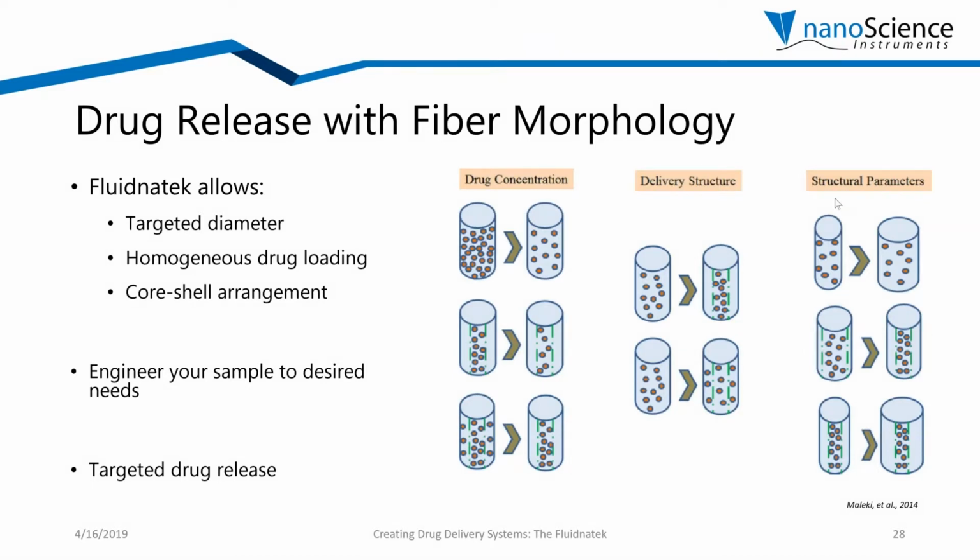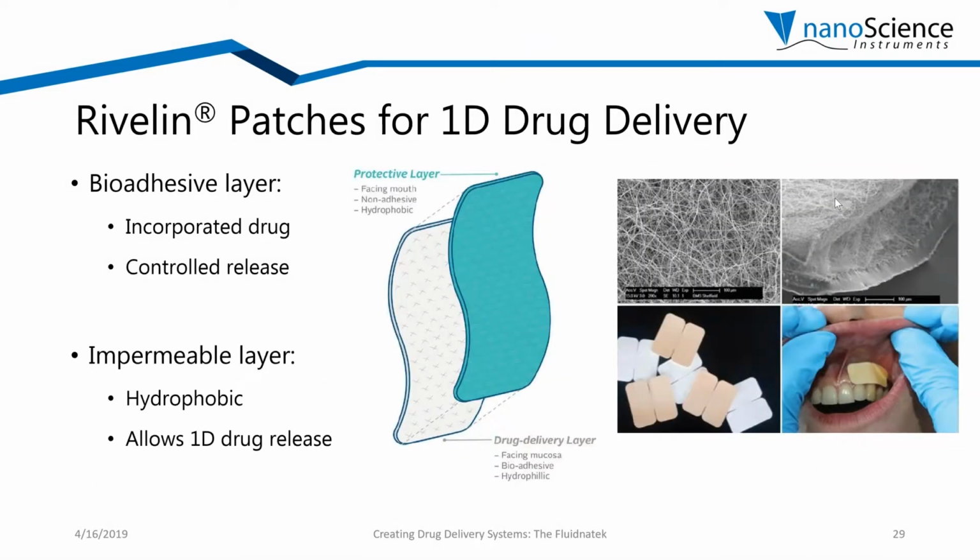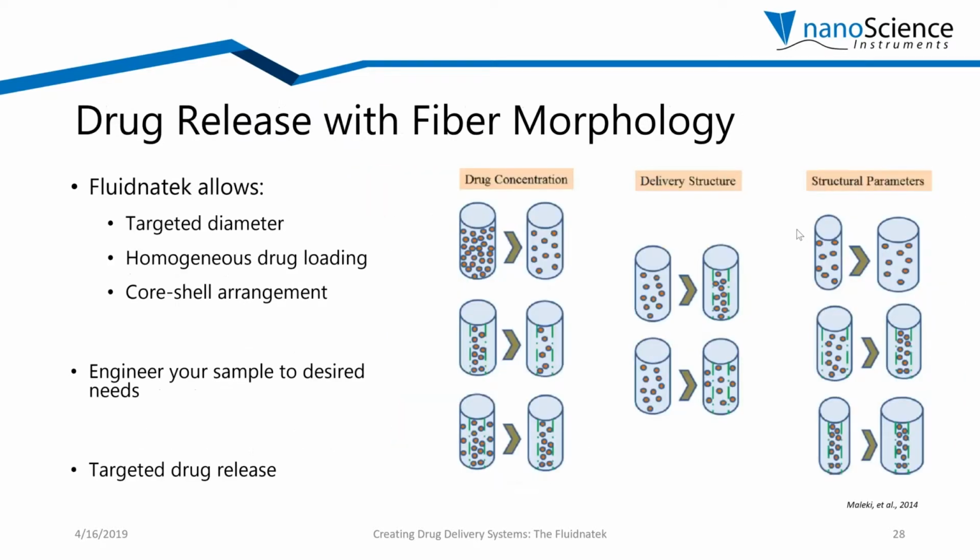An example of a drug delivery system is the Riveling patch, which is made in BioInitia's GMP plant using our Fluidnatek technology. To improve drug delivery, these patches deliver the drug in only one direction, which is the affected area. This is made possible by the use of a two-layer vehicle. The first layer is the bioadhesive layer made of hydrophilic electrospun fibers containing the drug.